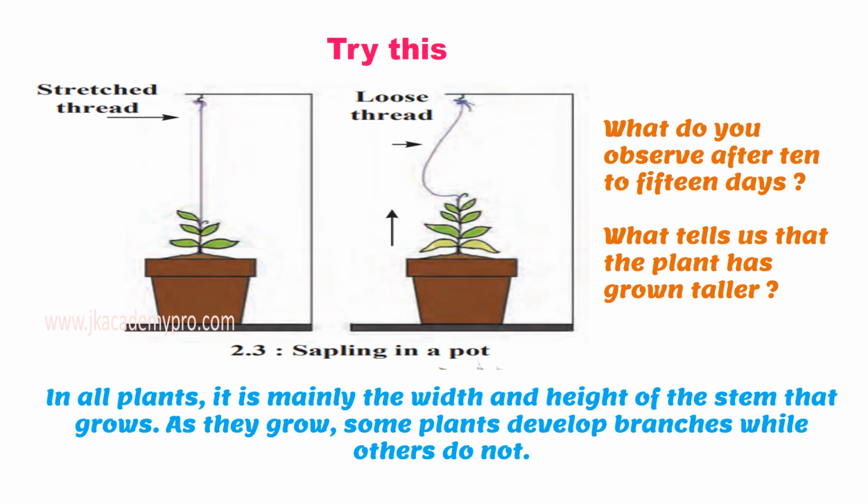Take a small plant, that is a sapling, and tie a thread to the tip of it and the other end of the thread to a nail on the wall. Now, leave it as it is.